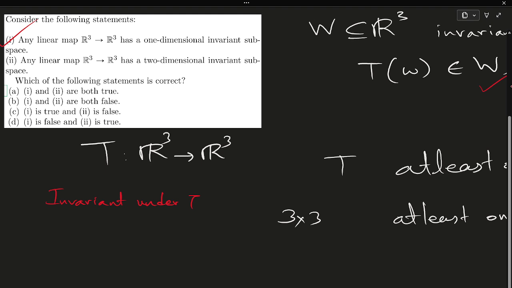If T has no real eigenvalues, then what will happen? In such cases, the characteristic polynomial has complex conjugate eigenvalues. There is still an invariant subspace of dimension 2 corresponding to the plane spanned by the real and imaginary parts of the eigenvector. So in all cases T has at least one two-dimensional invariant subspace. So this statement is also true. The correct option of this question is that 1 and 2 are both true, which is option A.